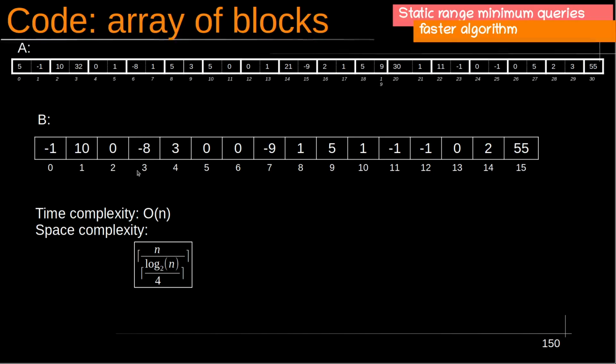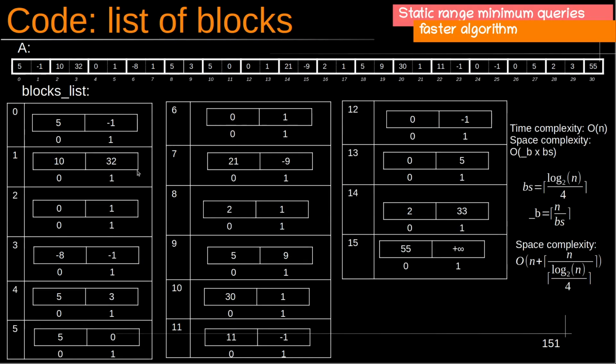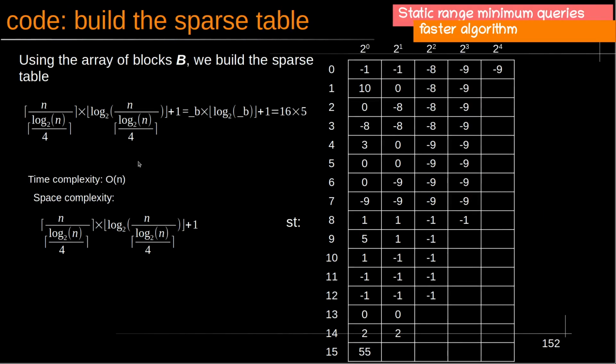The sparse table here, the space complexity of the sparse table is the number of rows times the number of columns. The number of rows is the same as the size of the array of blocks here, times the number of columns using this formula.